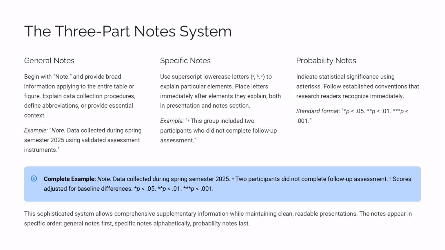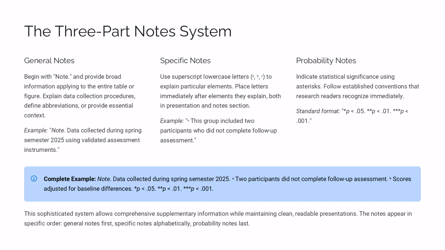Place the superscript letters immediately after the elements they explain, both in the table or figure and in the notes section. For example, if one participant group had unusual characteristics, you might mark it with a superscript A and then provide the explanation. This group included 2 participants who did not complete the follow-up assessment due to scheduling conflicts.